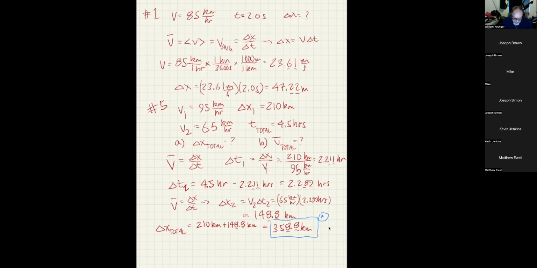Well, remember that V average is always delta X over delta T. So we now know the distance was 358.8. Here I am carrying an extra sig fig. And then I'm going to divide that by the total time, which is 4.5 hours. So this actually gives it back to me in kilometers per hour. So that's super helpful. So I'm going to say 358 divided by 4.5, and that gives me 79.7 kilometers per hour. And that's my answer to B. Any questions on that?